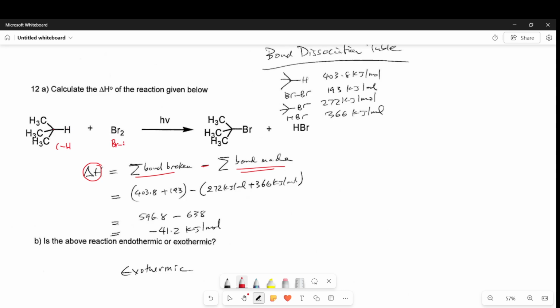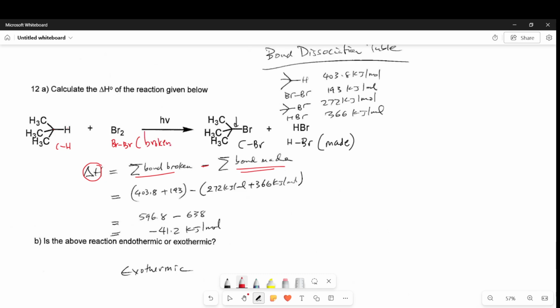Bromine bond is broken. These are broken ones. And in this compound, the ones which are made, I will just put them with the black one. So the carbon-Br bond is newly formed, this bond, and the HBr bond is formed. So these are made, and if you just look at this, these are broken bonds.